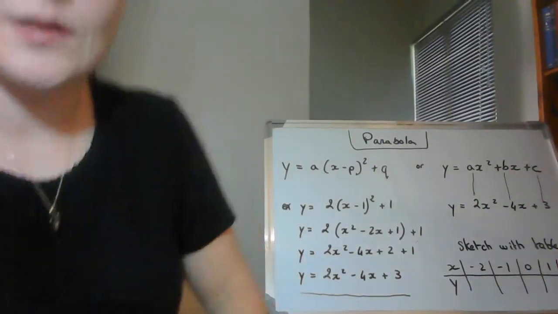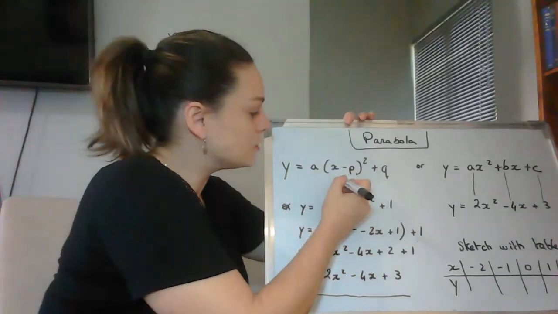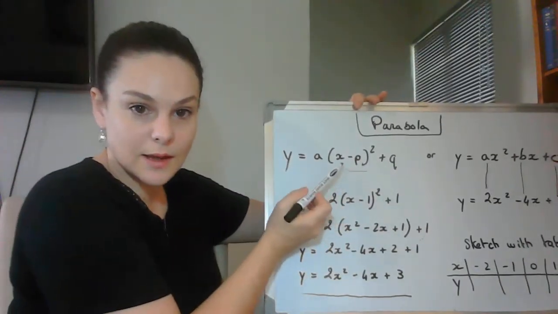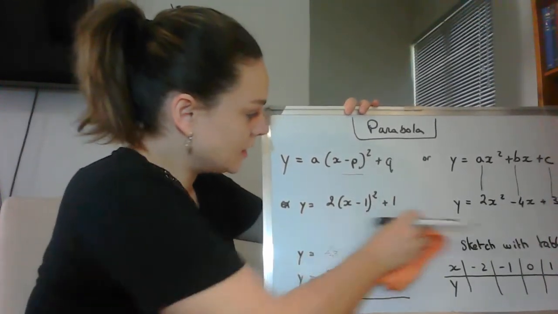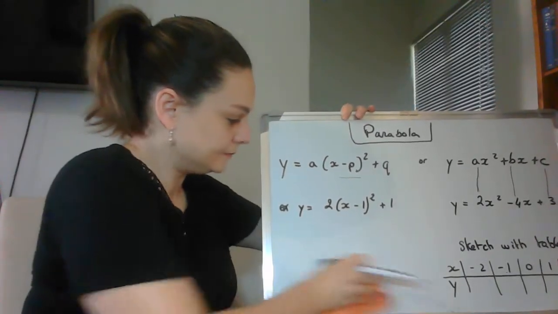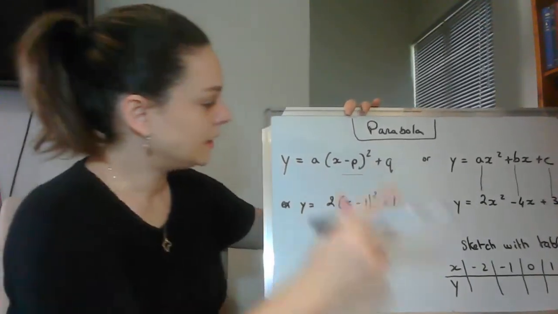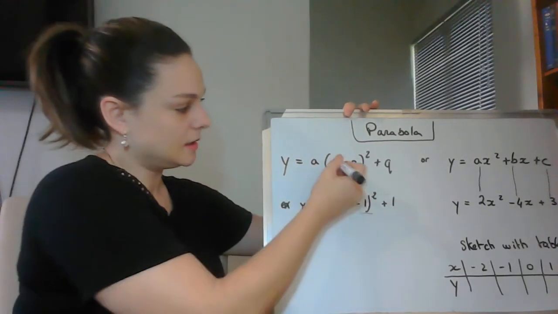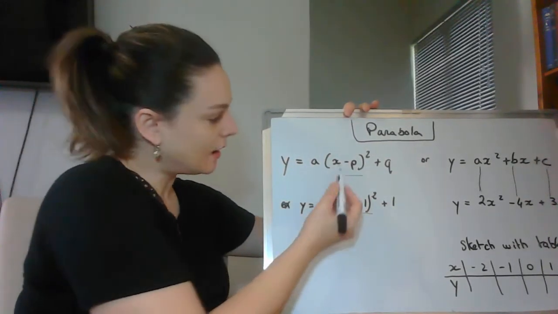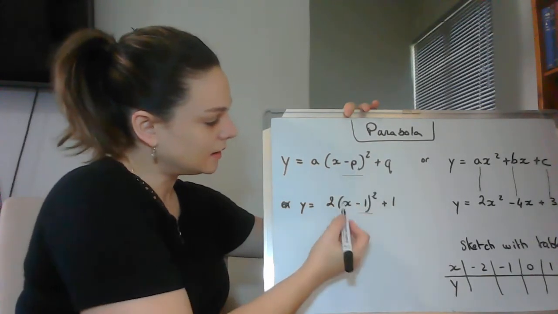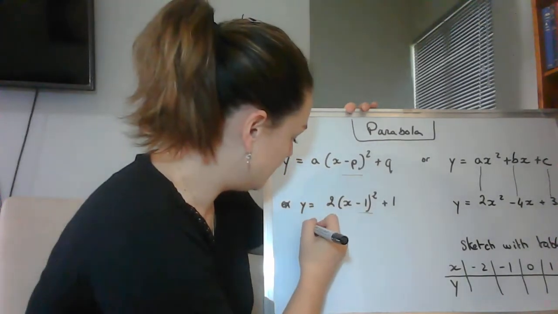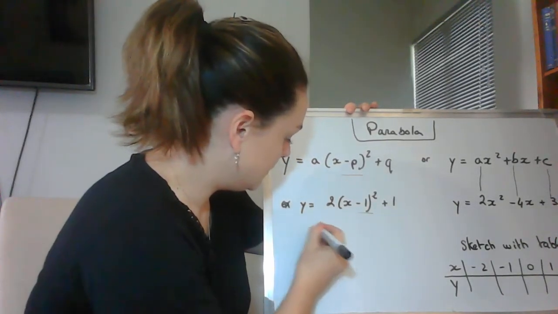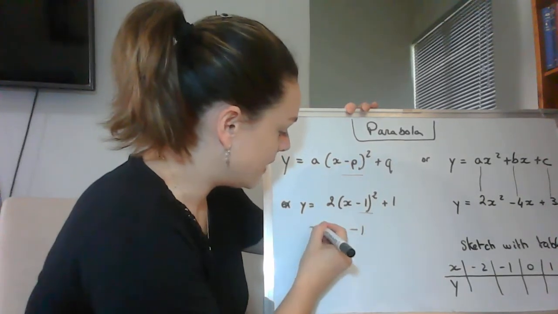As you noticed, the p value is always written as a minus p in the equation. You see here, it's x minus p. So, if I take this equation as an example here, what would be the p-value of this example? I've got x minus p, and that's x minus 1, which means that my minus p is equal to minus 1, right?